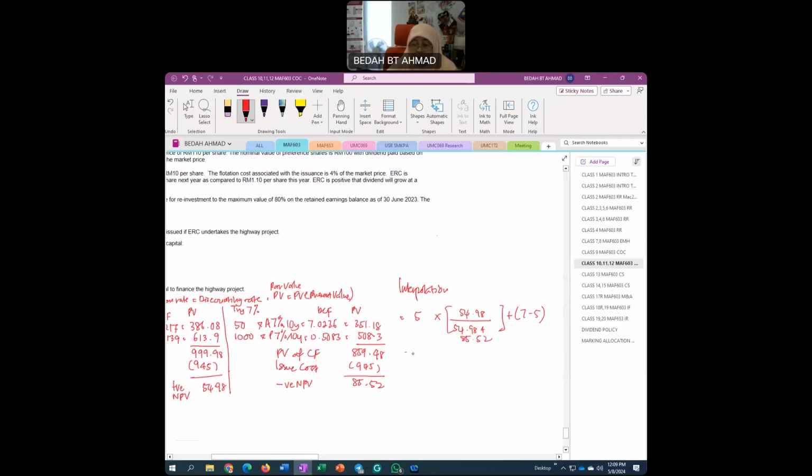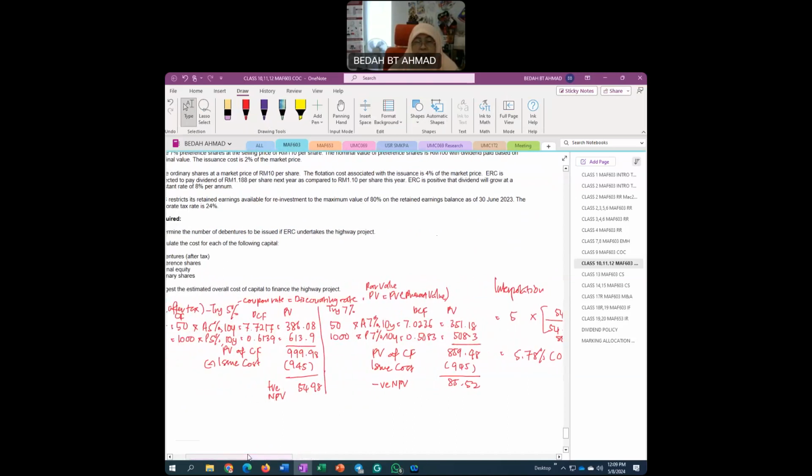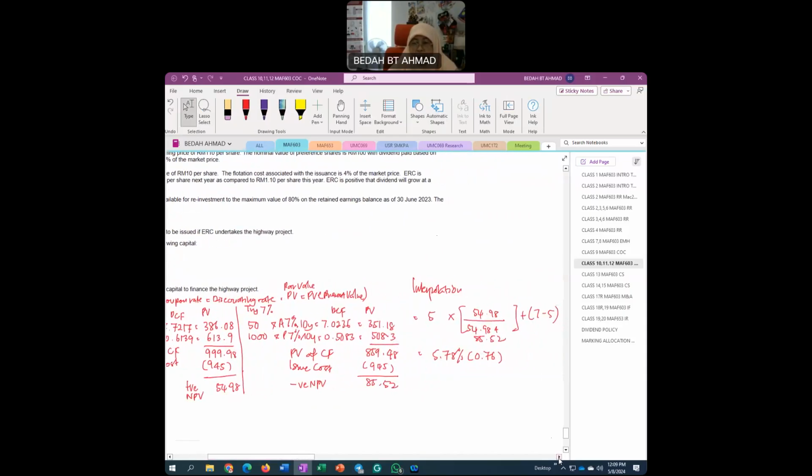So this one, you get the 5.78, and after tax multiplied by 0.76. Corporate tax is given as 24%. So here, corporate tax rate at 24%. So after tax is 1 minus TC. So it's a 0.76. So that will give you 4.39% interpolation.